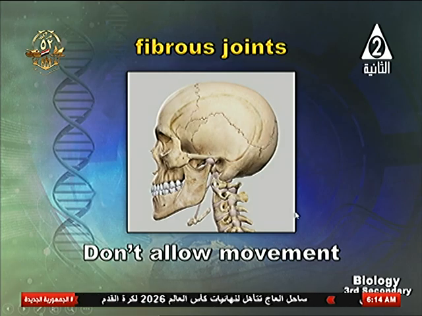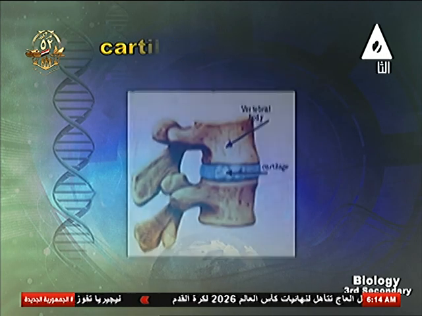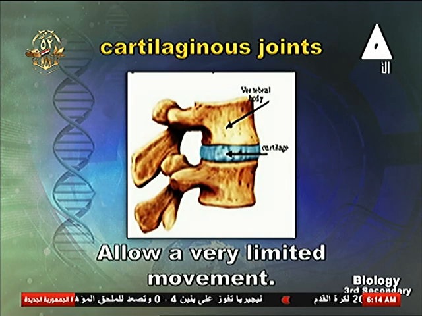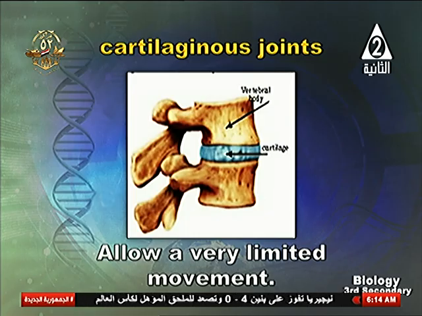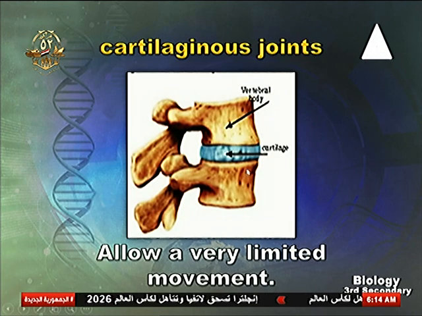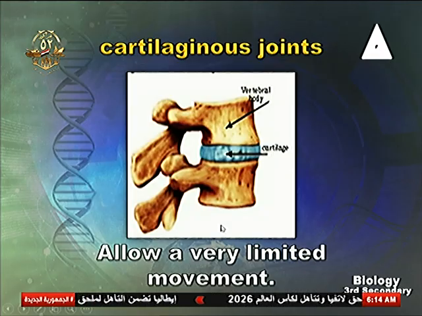Okay. Another type of joint is cartilaginous joints. Cartilaginous joints connect the ends of some adjacent bones. Most of them allow very limited movement, such as the cartilaginous joints between the centrum of vertebrae in the vertebral column.